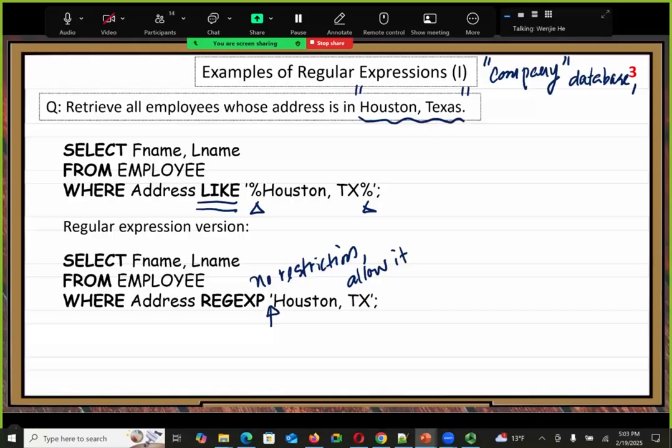Try to feel the difference from the like operator. The like operator is just the opposite. For example, if you drop this % sign and use Houston with nothing before it, you have to start with Houston, and nothing before Houston can be matched. So you can see the logic is quite different.